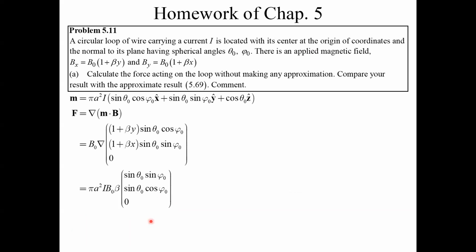And next, we compare our results with 5.69, and we write down our magnetic moment, and use the formula like this and calculate the same. We will get the same answer here.